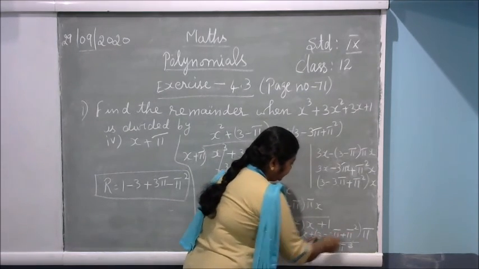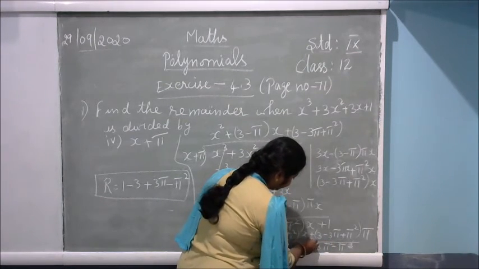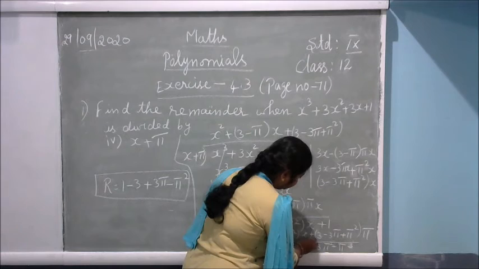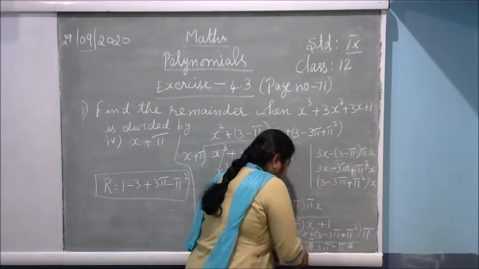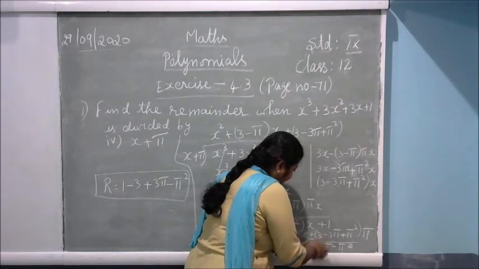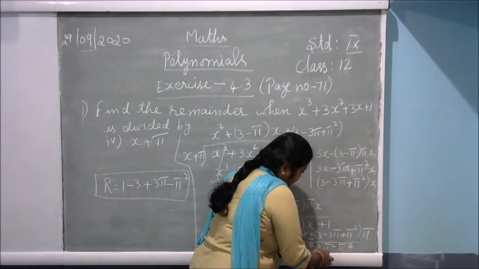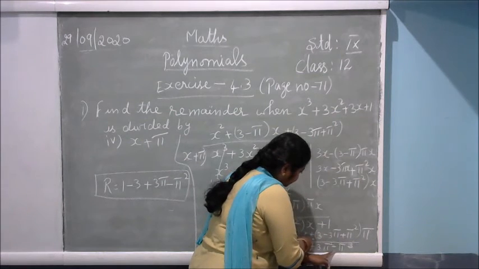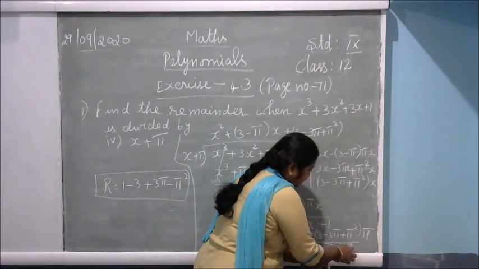Okay, so 3 into pi, 3 pi, and minus. Here minus sign is there, no? So this will become plus. Okay, so this will become minus 3 into pi, minus 3 pi, minus into minus plus. So 3 pi into pi, 3 pi square. Next minus into plus minus, pi square into pi, pi cube.